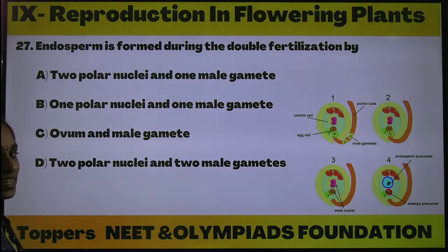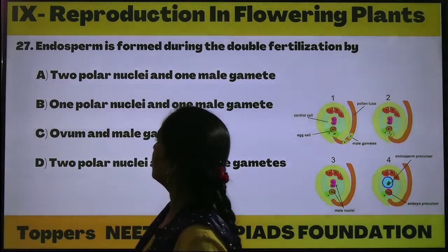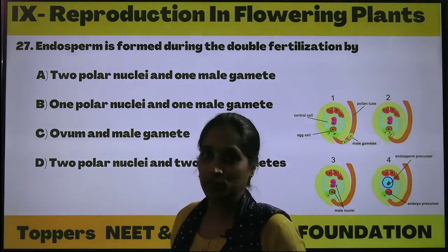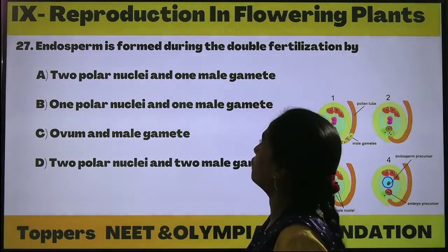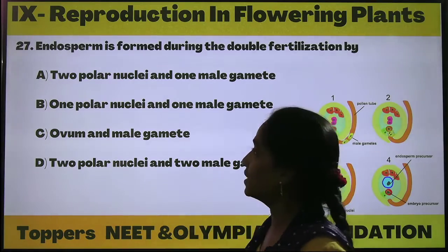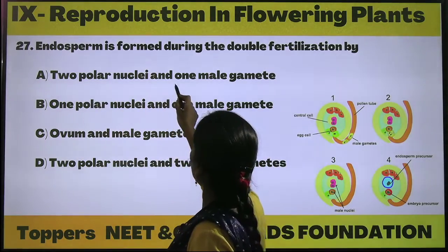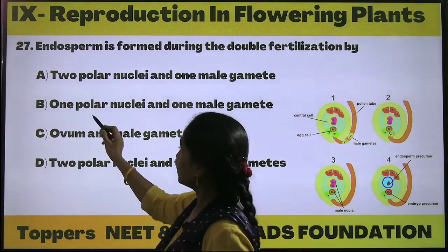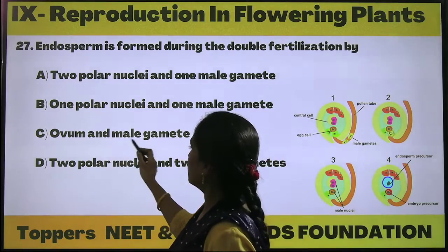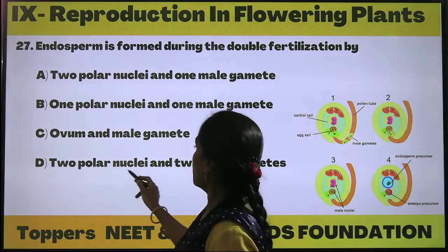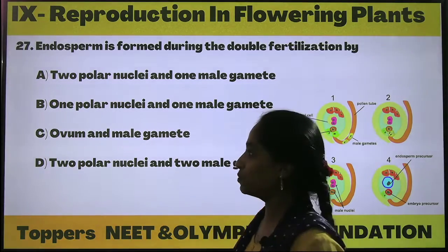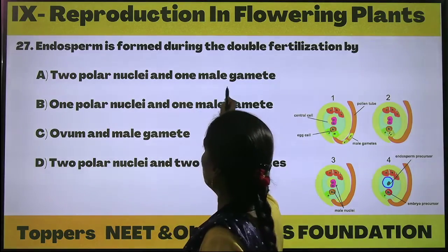And coming to the next question, what is the next question? Endosperm is formed during the double fertilization. Endosperm is formed, but how does it form during the double fertilization? With which one out of these? Okay, let us see here. Two polar nuclei and one male gamete. One polar nucleus and one male gamete. Ovum and the male gamete. Two polar nuclei and two male gametes. Out of all these, which one will be the correct option? Okay, two polar nuclei and one male gamete.